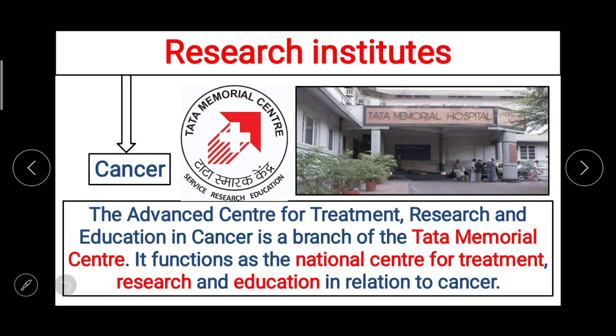Then the research institutes in the field of cancer, the Advanced Center for Treatment, Research and Education in Cancer is a branch of Tata Memorial Center. It functions as the National Center for Treatment, Research and Education in relation to cancer. So here treatment which is very important, treatment patients को मिलनी चाहिए. उसके बाद research उस फील्ड में पर्टिकुलर होते रहने चाहिए.